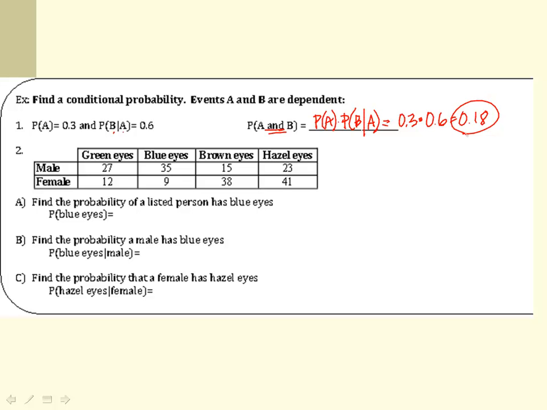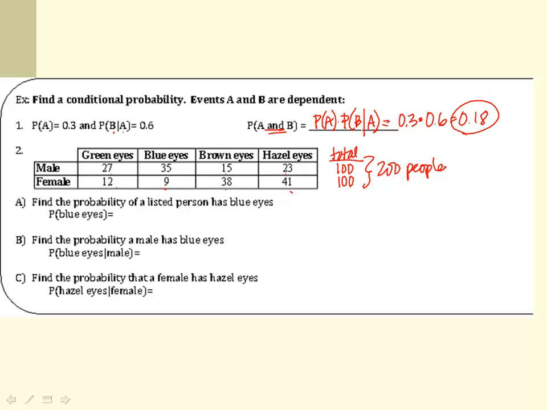Okay, in the first one for number 2, we give you a table. What I want to know is how many males, how many females, how many total before we start. If I add up our number of males, we get a total of 100 males. If I add up my number of females, I again get 100 females, which means I have a total of 200 people. And our totals are important when you're talking about probability.